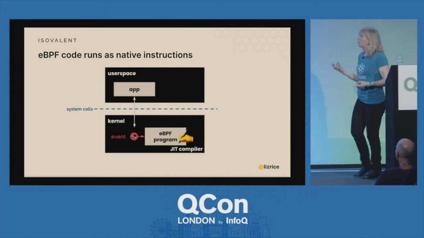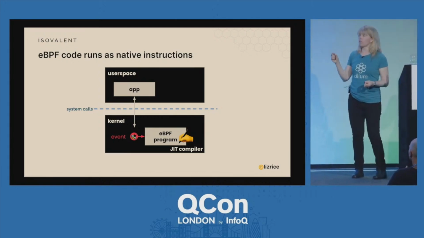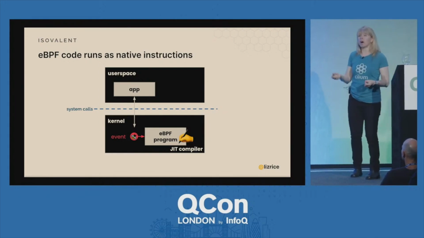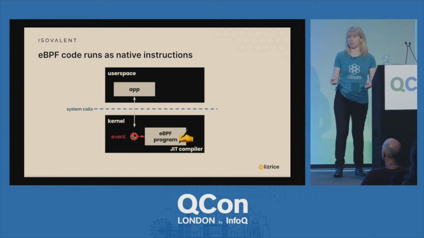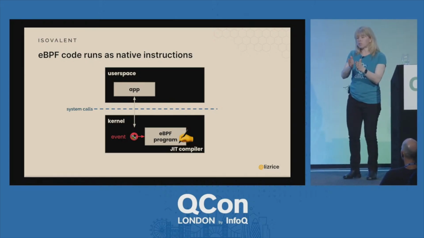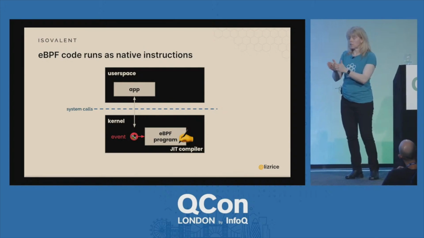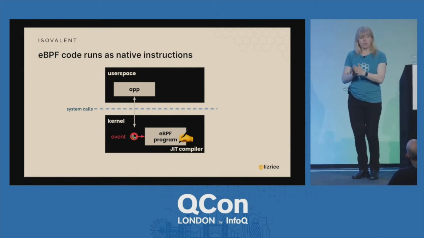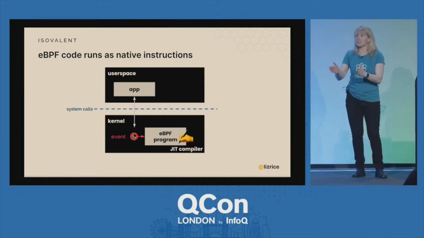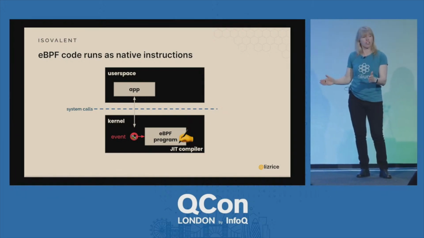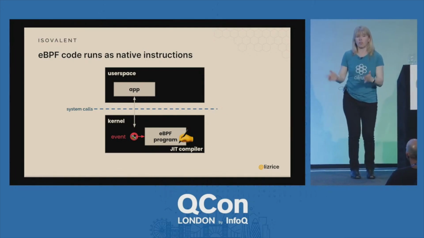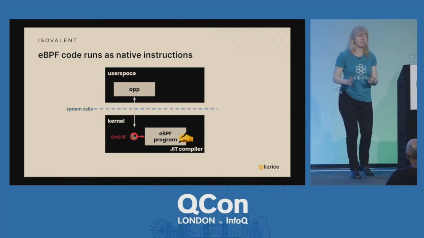When we're thinking about the performance of this, it's important to note that after the program's been verified, it's going to get JIT compiled to native machine code instructions. So the kernel is executing some instructions, as it normally does. The event happens. It calls the eBPF program, which means it's just executing some more machine code native instructions, but without any kind of context switching. It's just kernel code that's getting called like a function in the kernel.